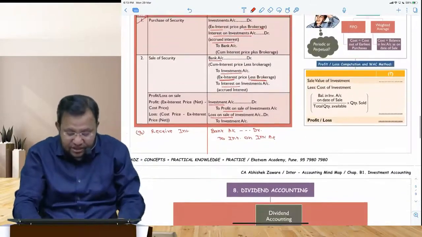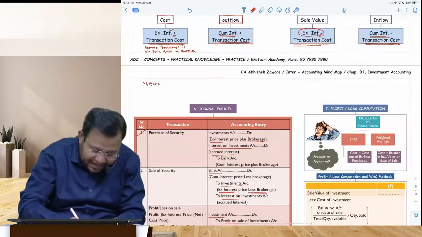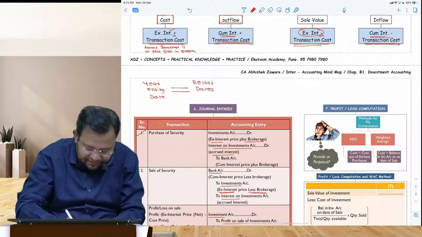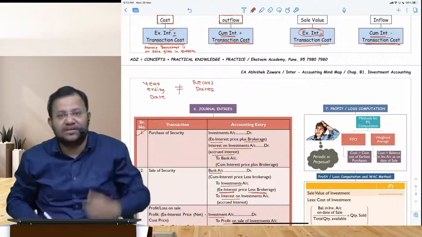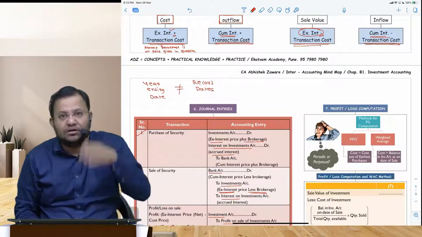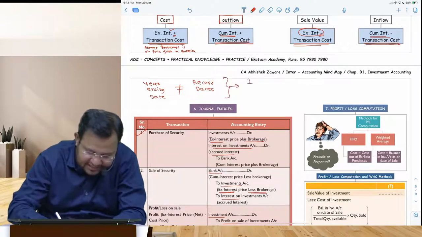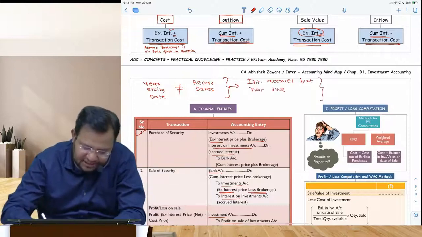Remember, your accounting year ending date should be compared with the record dates for payment of interest. If they do not match, if they are not the same, like your year ends on 31st March, but a company pays interest on 30 June and 31st December, then you will have a concept of interest accrued but not due. So we should show this as interest receivable.